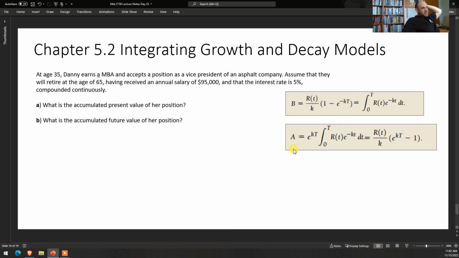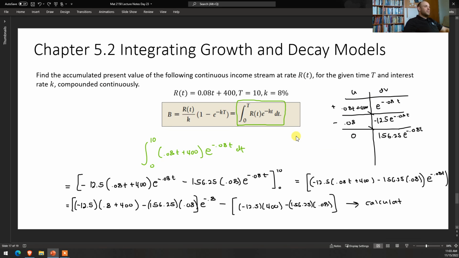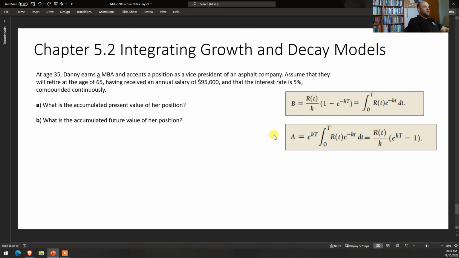Now for our next example, we want to find the accumulated present value and the accumulated future value of a position where someone starts working at 35 years of age and plans to retire at 65, given an annual salary of $95,000. Let's assume that they are going to invest 100% of this amount of money, and they're going to earn a 5% interest rate compounded continuously. Let's find the accumulated present value.